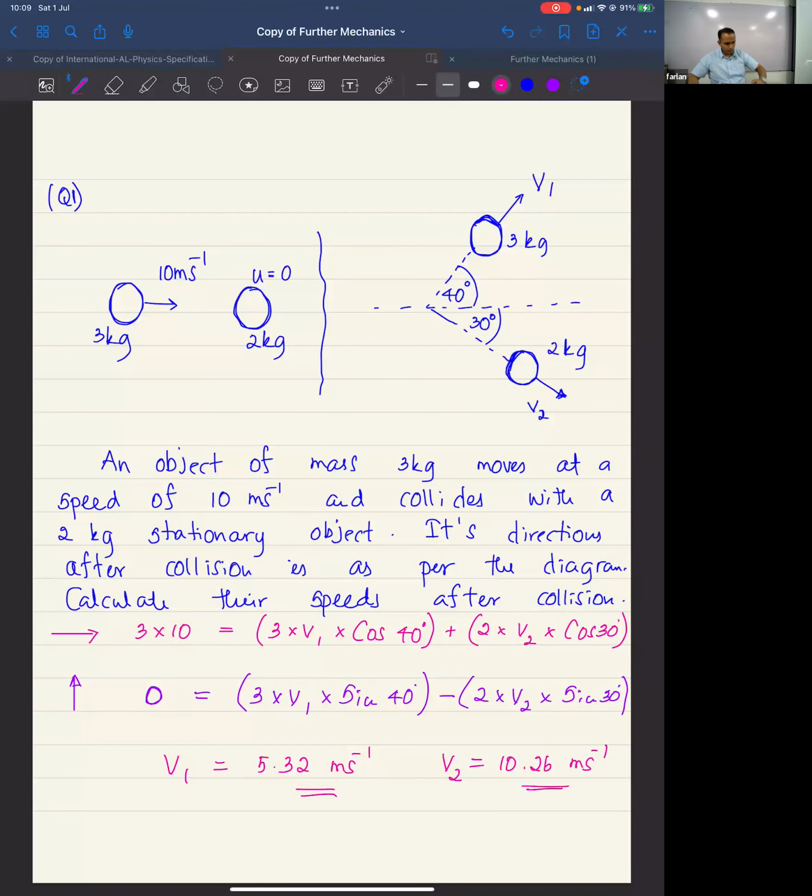These are the v1 and v2 values I am getting. Correct me if I'm wrong. And if there's anyone who doesn't know how to use a calculator to solve the simultaneous equation, you can ask for help.